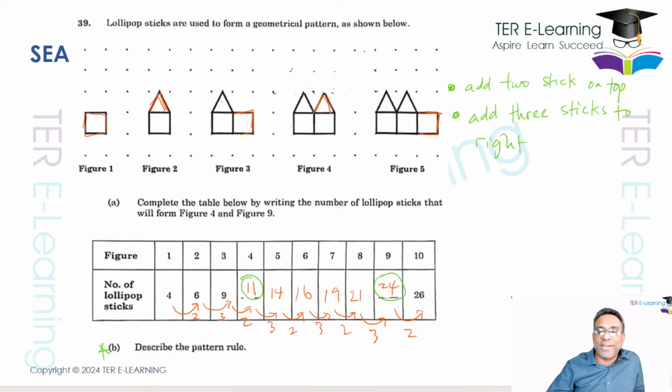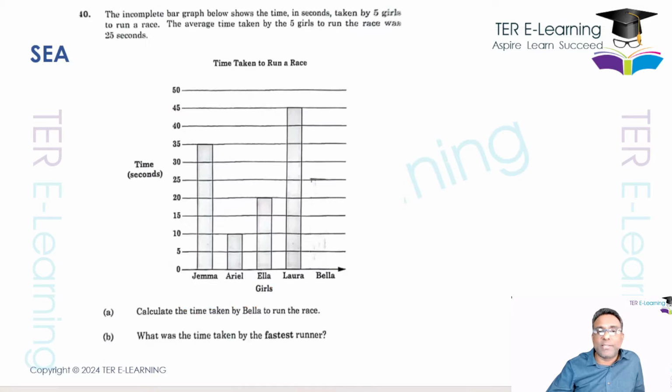And the final question, right? The final question, we have an incomplete bar graph. It shows the time in seconds taken by 5 girls to run a race, right? The average time taken for the 5 girls is 25 seconds. Calculate the time taken by Bella, right? So far in this paper, this is the third question where we had to use sum and mean, right?